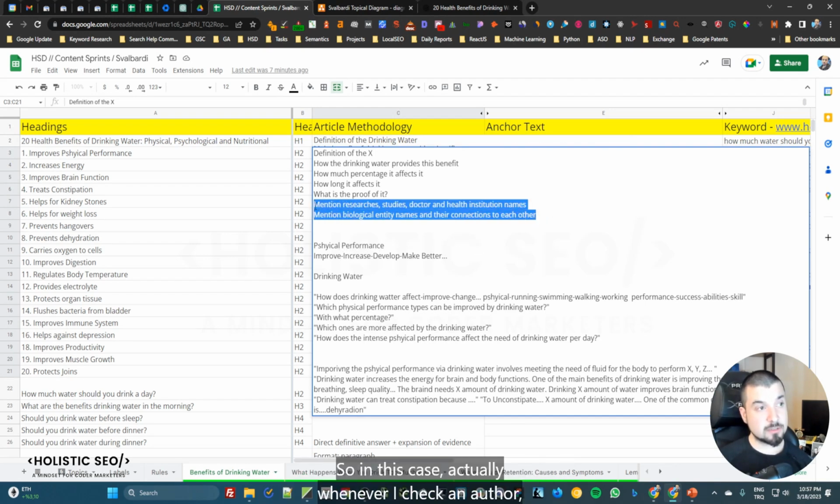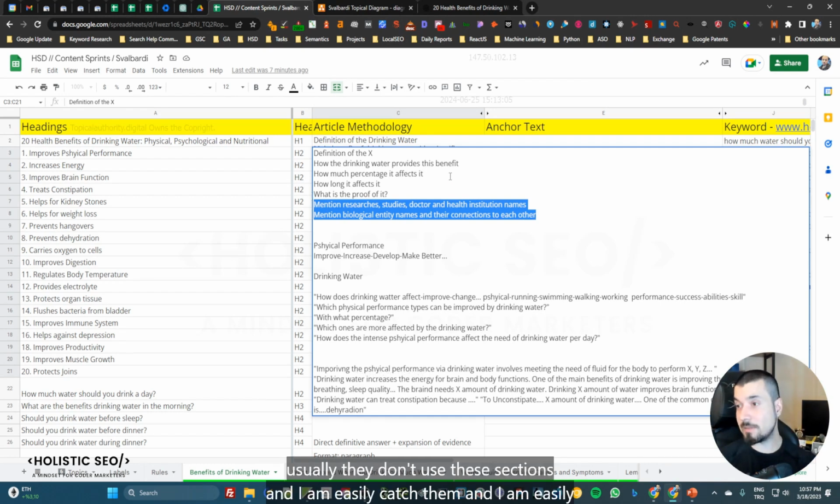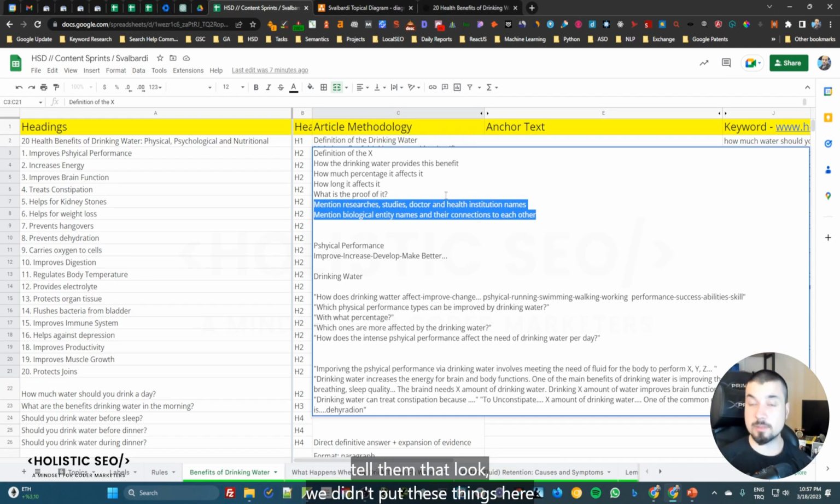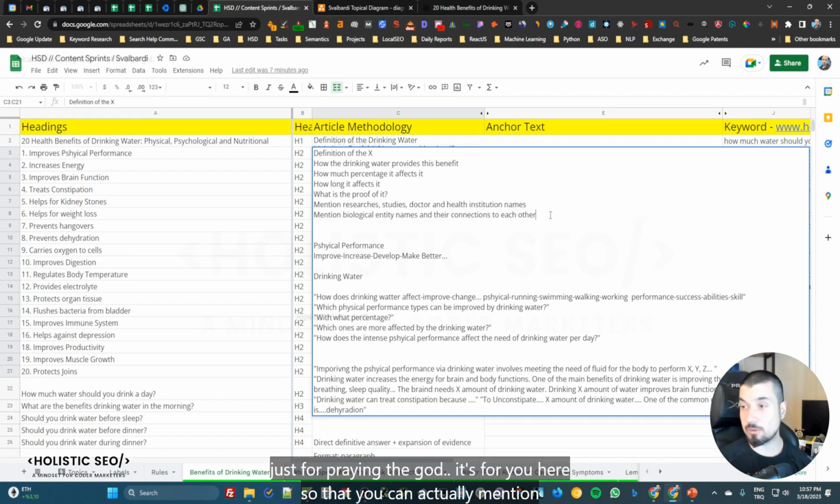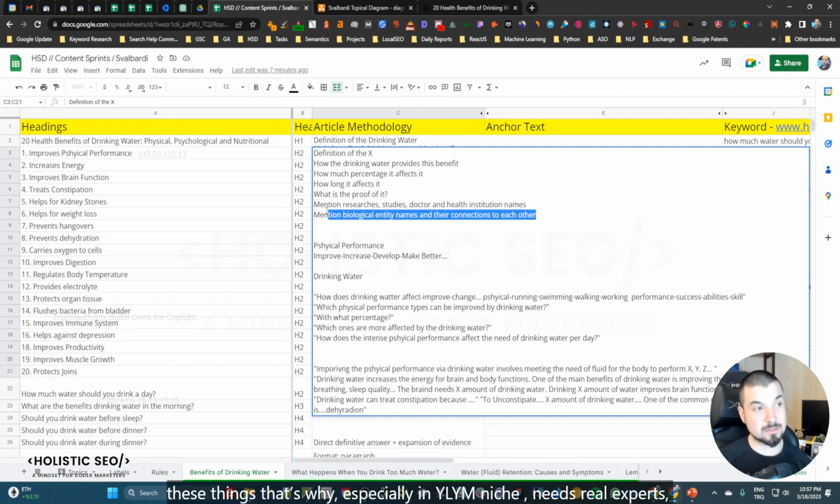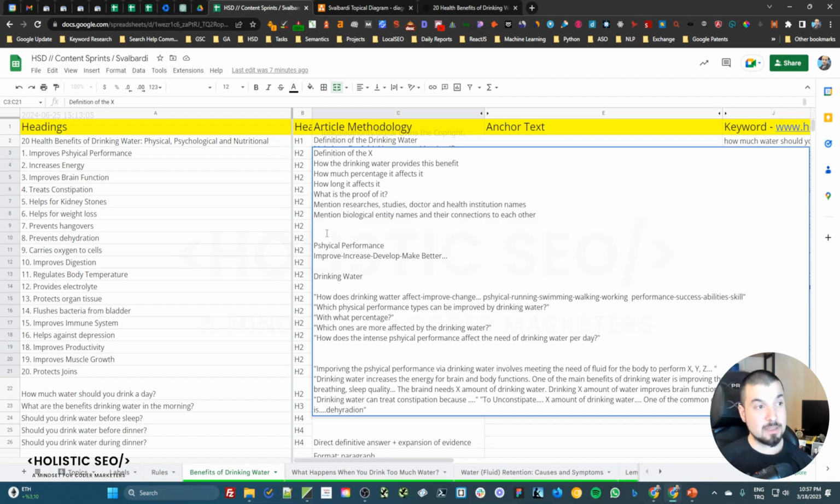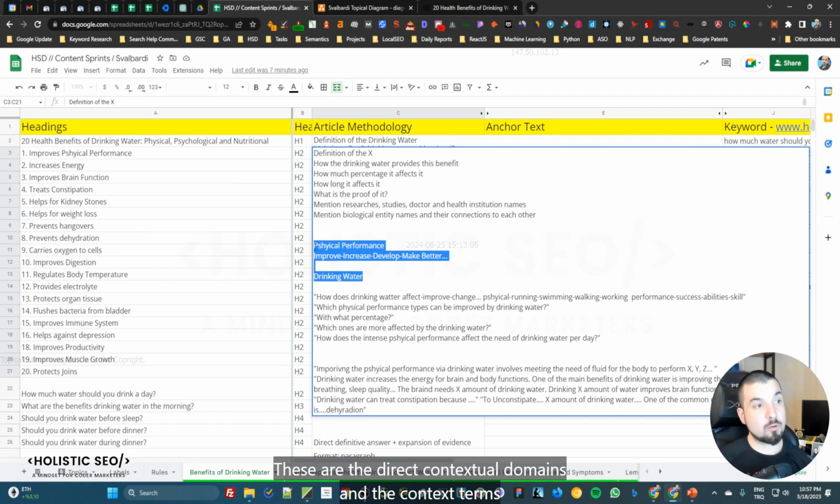So in this case, whenever I check an author, usually they don't use these sections, and I easily catch them, and I easily tell them that, look, we didn't put this thing here just for praying to God. It's for you here so that you can mention these things. That's why, especially in the YMYL niche, use real experts. Then the physical performance and improve, increase, develop, make better, and drinking water. These are the direct contextual domains and the context terms that we will need to use for all these subsections.